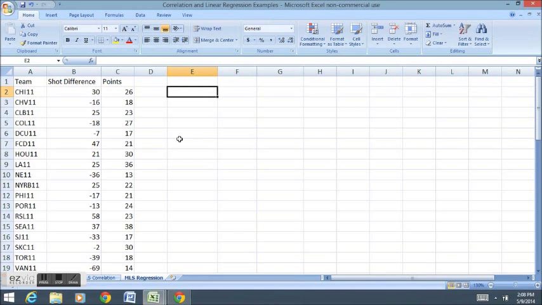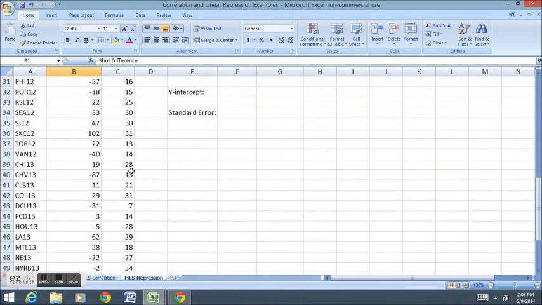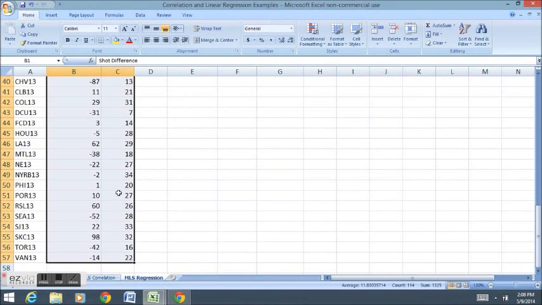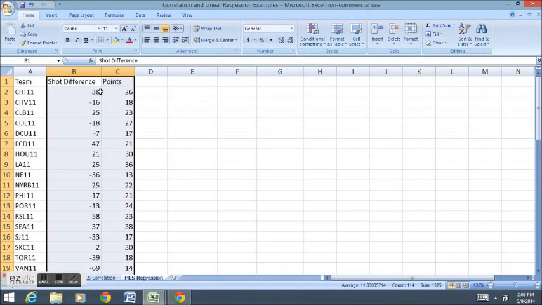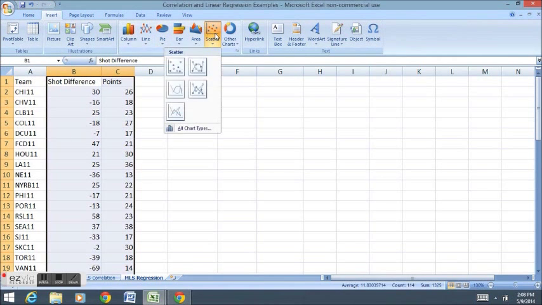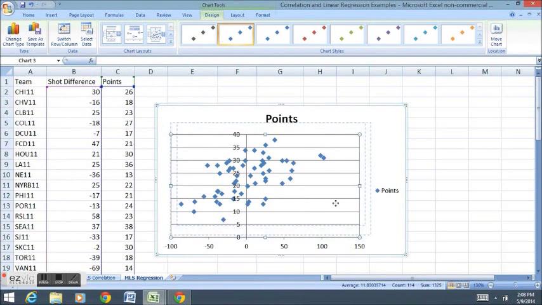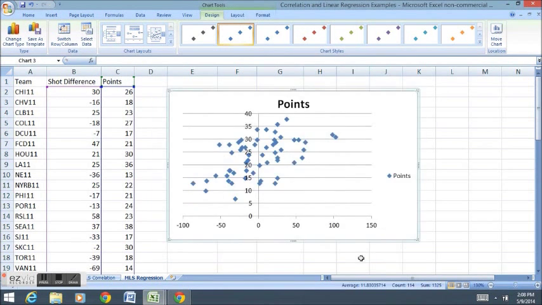First thing I'd like to do is plot this as a scatter plot. So I'm going to select, using my mouse here, both columns of information, including the headers. I'm going to insert a scatter plot. I'm going to click the first option here. And now I have a visual representation of the relationship.